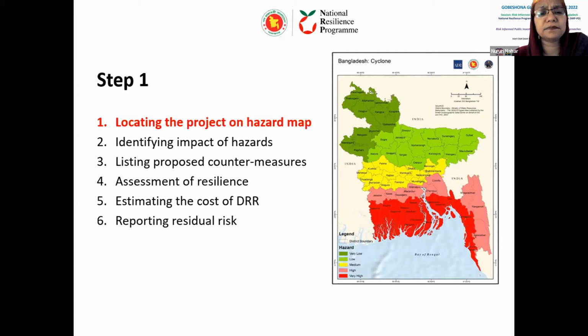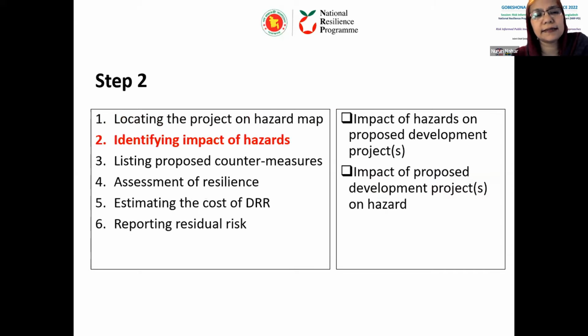And after that, we identify the hazard. Then, as I mentioned, we identify the impacts of the hazard. That can be both how the hazard will impact the proposed development project, I mean the outputs of the project, and whether the impacts of the proposed project itself will aggravate a hazard.